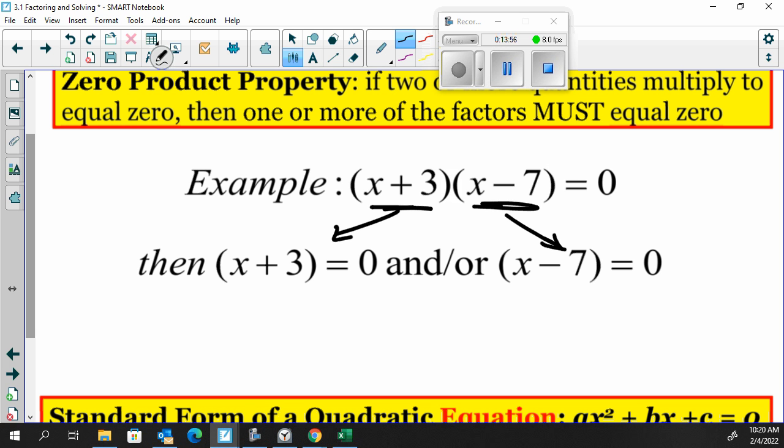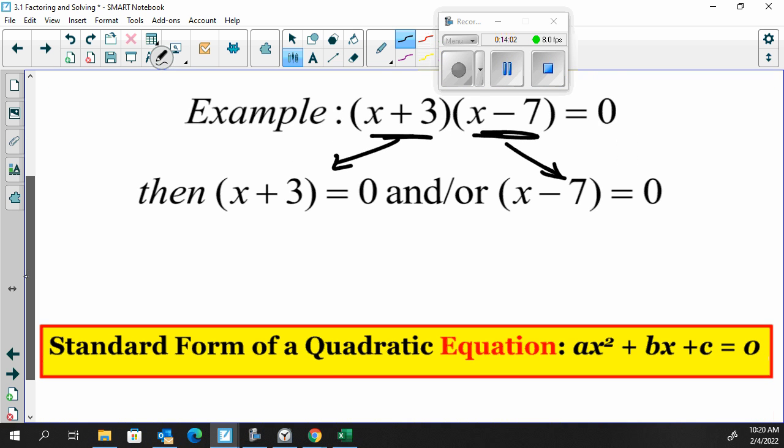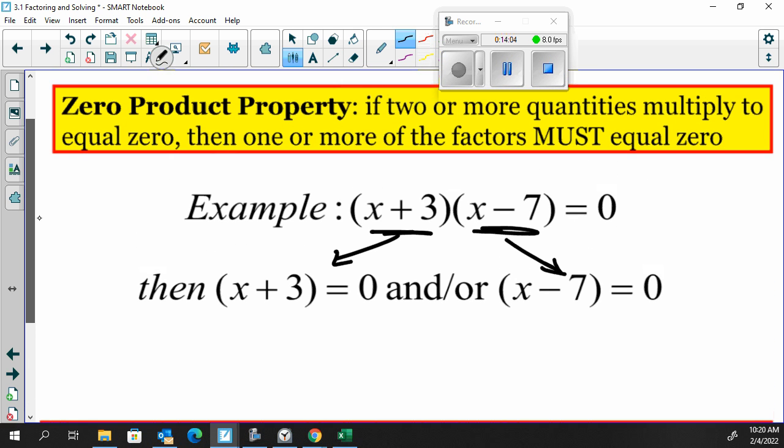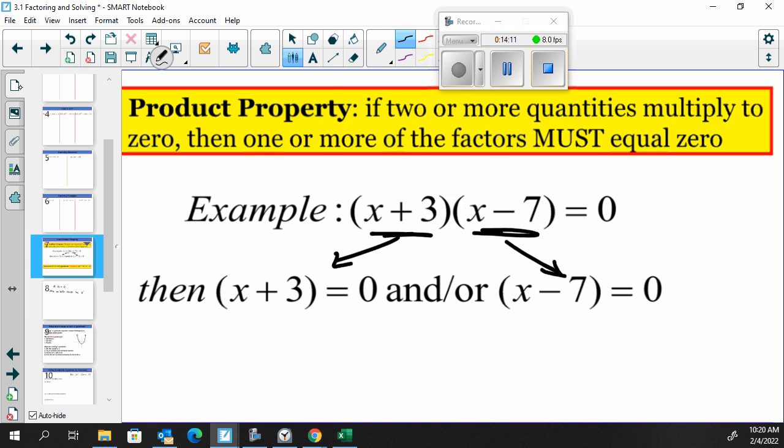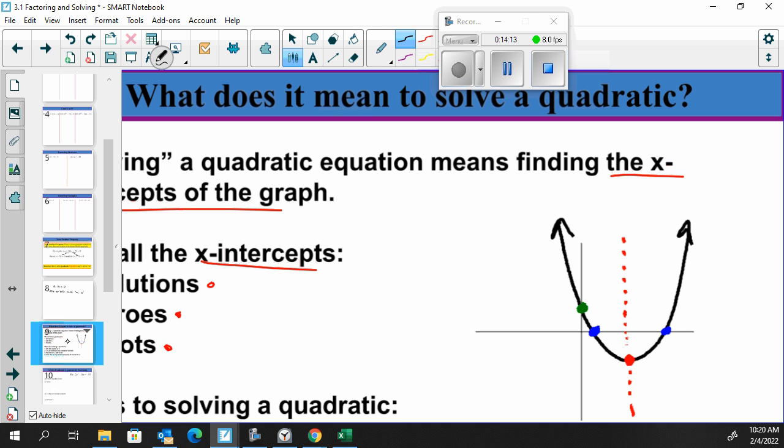So x can be two things because we're talking about a quadratic here. This is telling us what the x-intercepts are. And a quadratic has two x-intercepts, right? So x could be two different things. Zero product property make a little bit of sense?